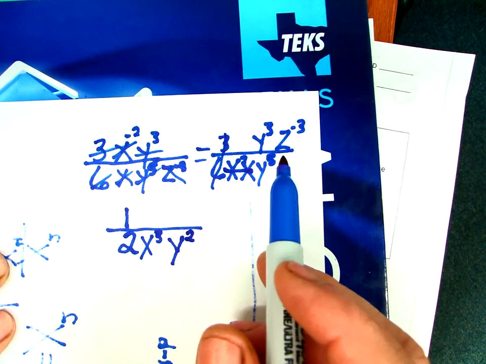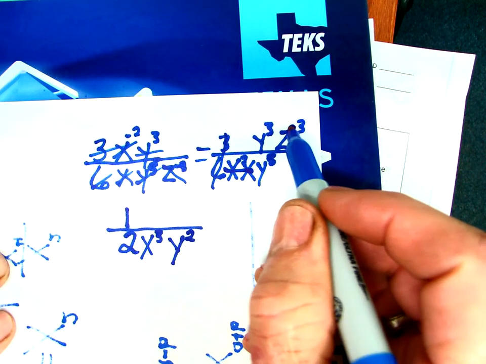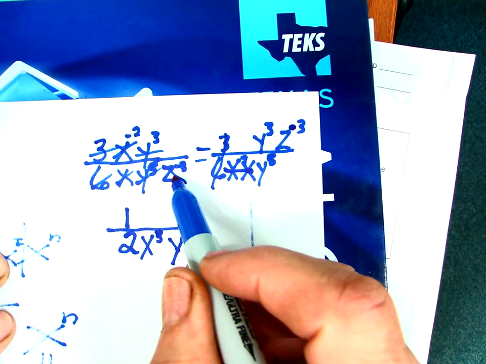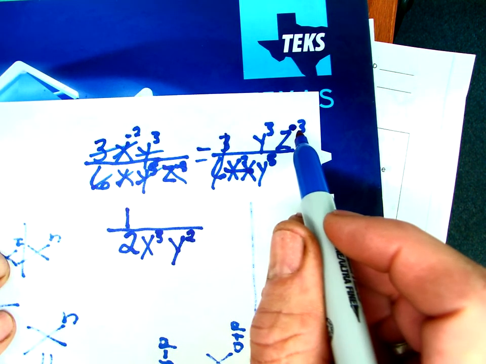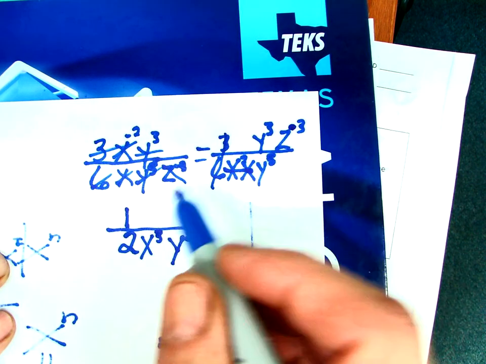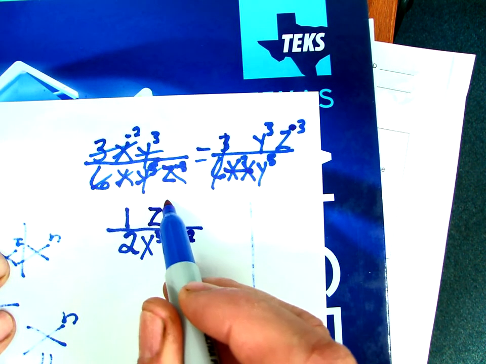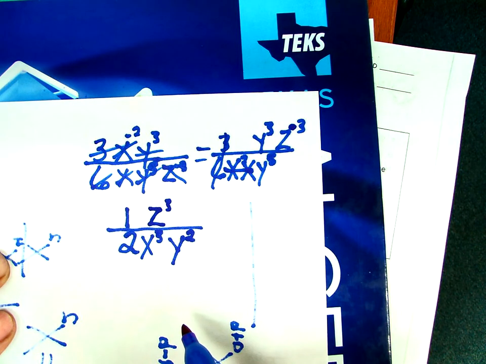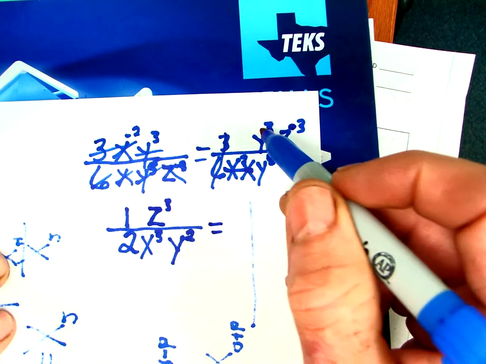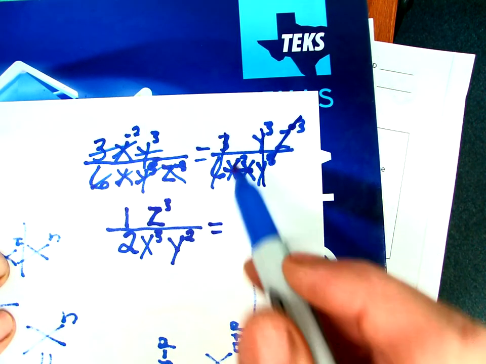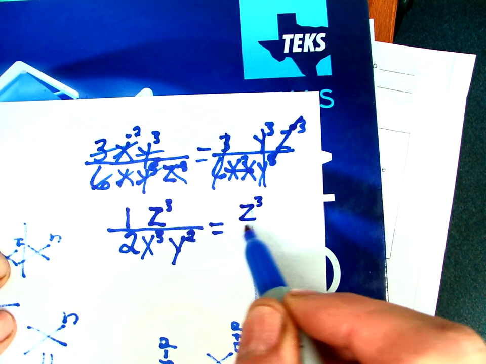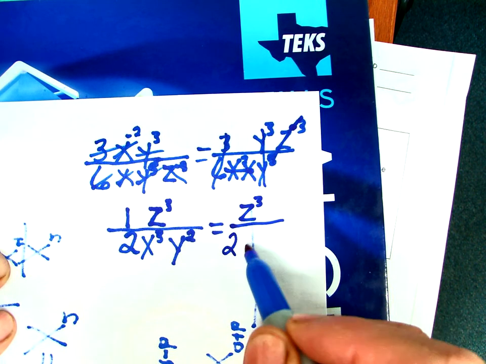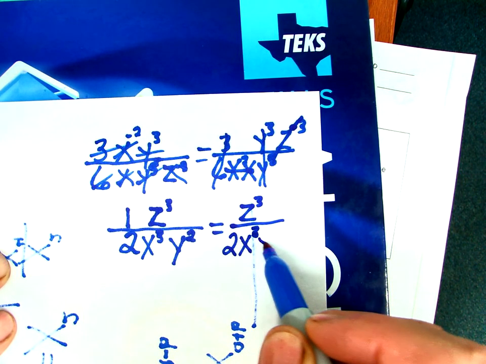And then finally the z's. There should be a positive 3 now. We moved the z's to the top because they had a negative exponent. Now they are on the top with a positive exponent. There are no more z's to cancel anything out with on the bottom. So z to the 3rd goes on top. And we've got the y's, we've got the z's. Everything is taken care of. So the final answer is z to the 3rd over 2x to the 3rd y squared.